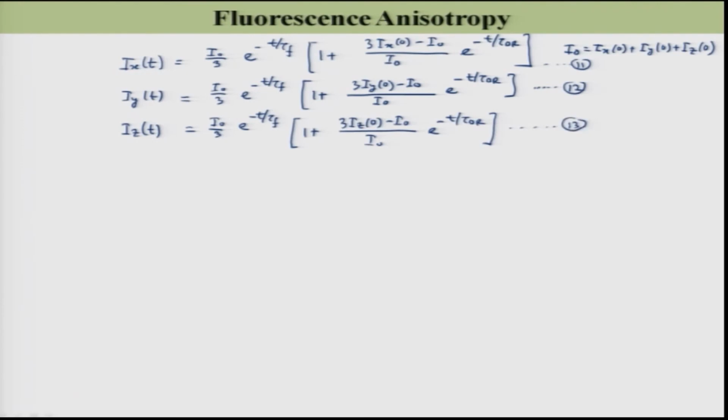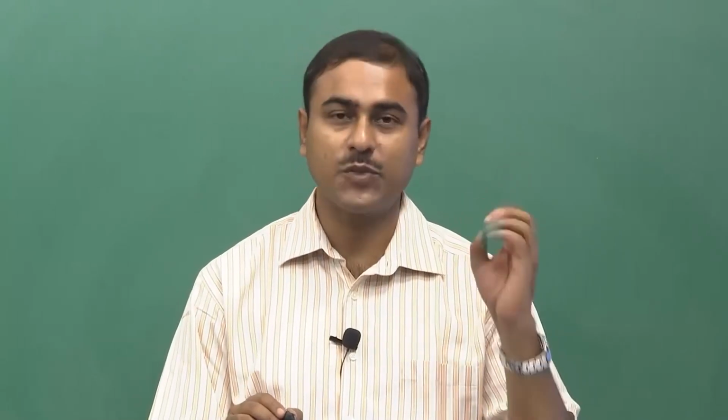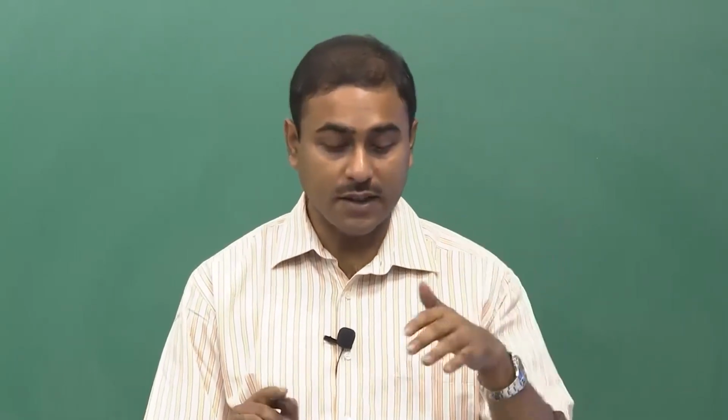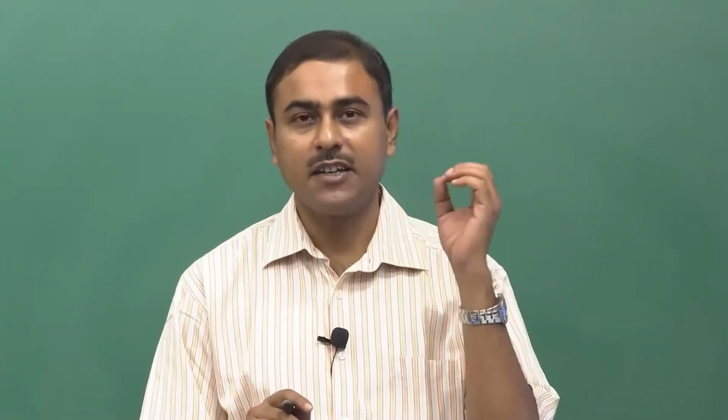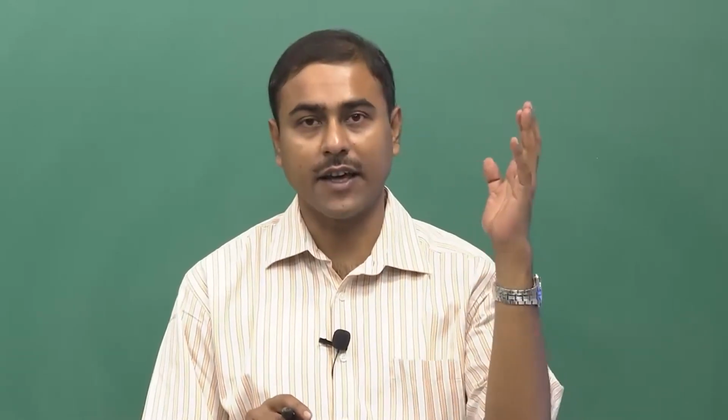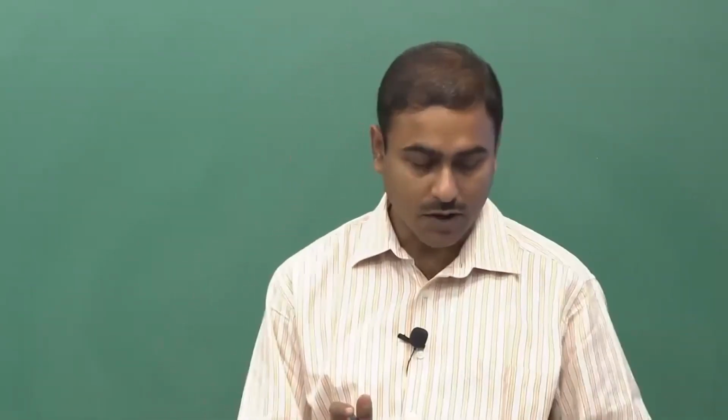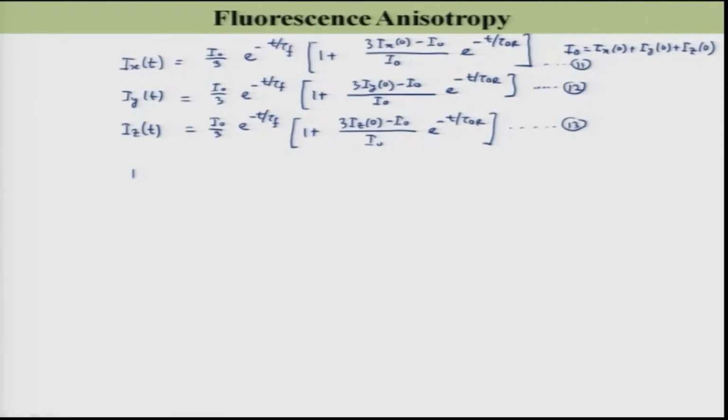Now, I will put this condition. If my x axis is the polarized excitation, and the excitation light is polarized along x axis, then these are the emission. I am telling if the polarization of the excitation light is along x axis, then Ix will be I parallel and Iy will be I perpendicular and Iz will be I perpendicular. That is my condition.